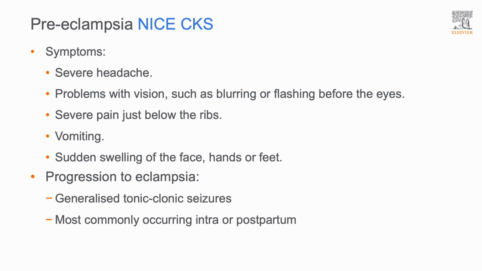Features of severe preeclampsia include severe headache, any problems with the vision such as blurring or flashing before the eyes, severe pain just below the ribs or in the epigastric area, vomiting, and any sudden swelling or edema of the face, hands, or feet. These symptoms suggest imminent progression to eclampsia, which presents with generalized tonic-clonic seizures. And notably, many seizures can occur intra or postpartum, so it's important to be aware of this risk.